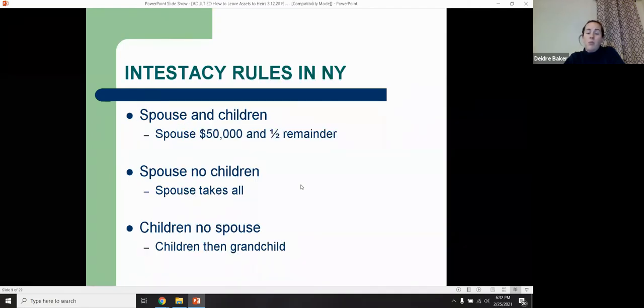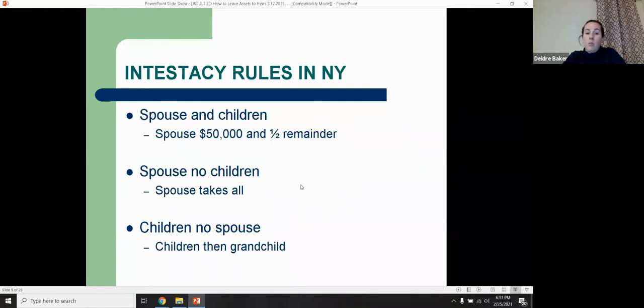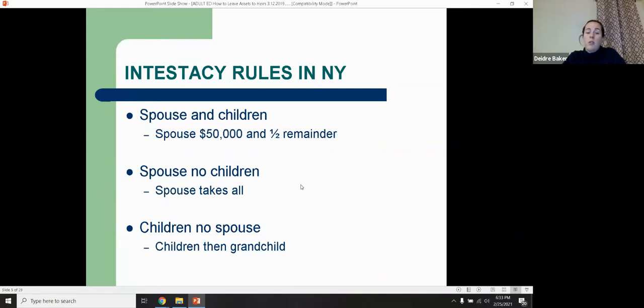So here are some of the basic rules for how property is distributed under the rules of intestacy in New York. If a decedent passes away and they leave behind a spouse and children, the spouse will get the first $50,000 off the top of the estate, and anything that's left over will be split equally between the spouse and the decedent's children. If the decedent passes away with a spouse and no children, the spouse will inherit everything. And if the decedent passes away with no spouse but children, the children or the grandchildren will inherit.